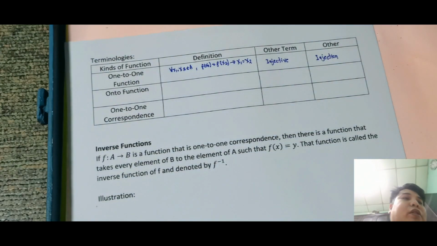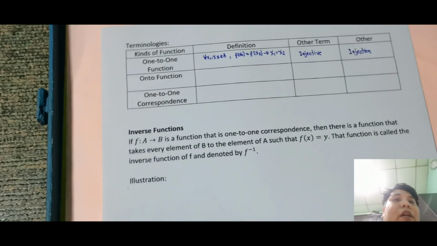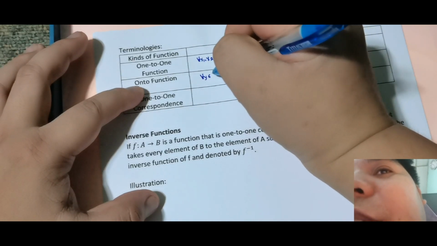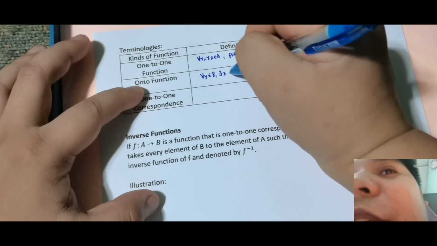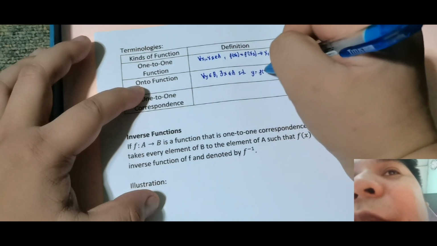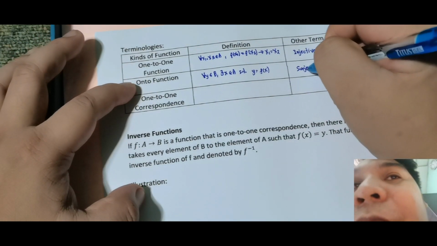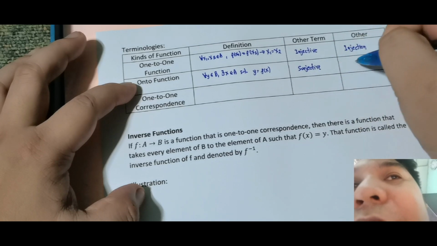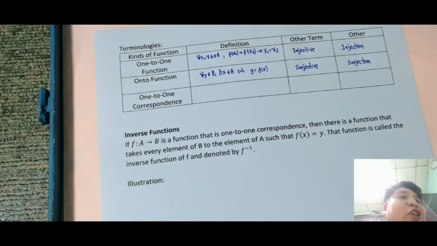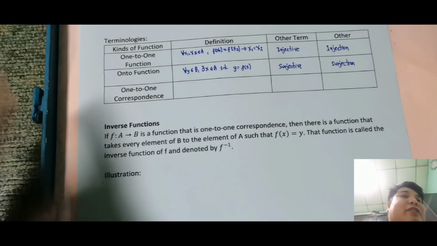So, ulit ko lang, pag one-to-one, pwedeng injective or injection yung tawag mo. Okay, next is onto function. This is for all y, element of B, there exists x, element of A, such that y is equal to f of x. So, ang other term para kay onto is surjective. Then, other term is also surjection. So, sir, ano yung surjection? Sure ka dun. Pero joke lang yun, syempre. Okay, so surjection. So, surjective, surjection.